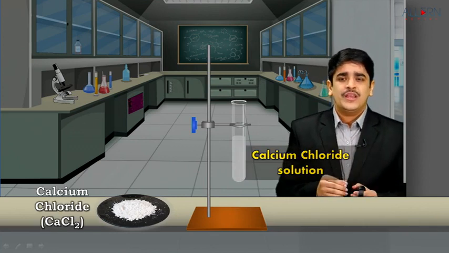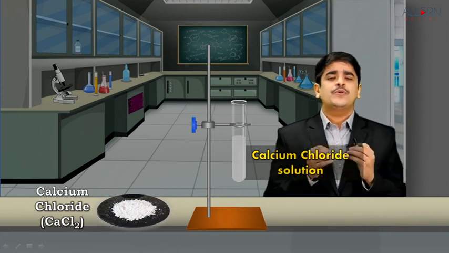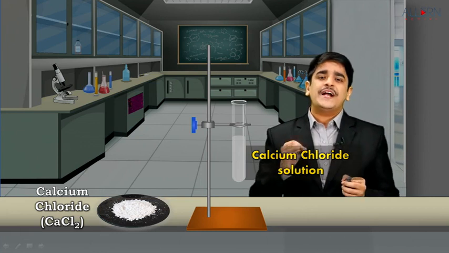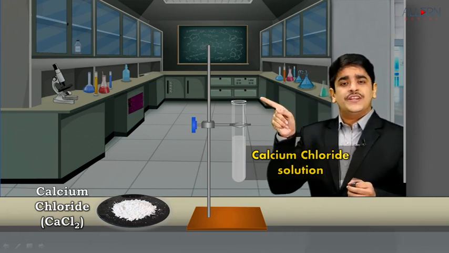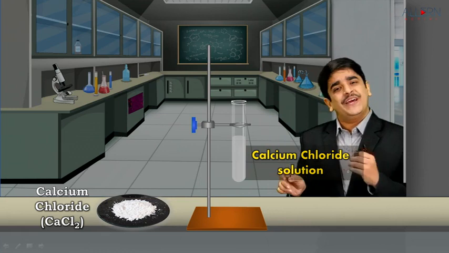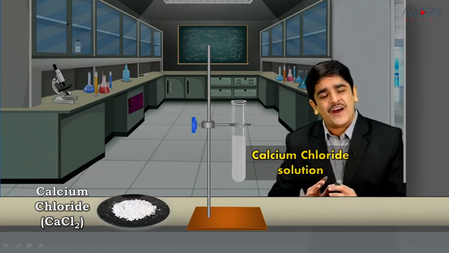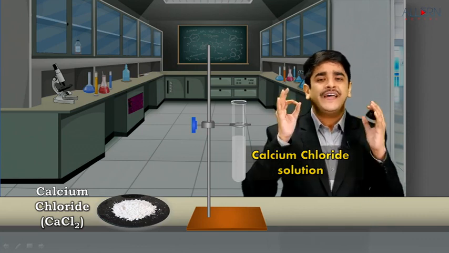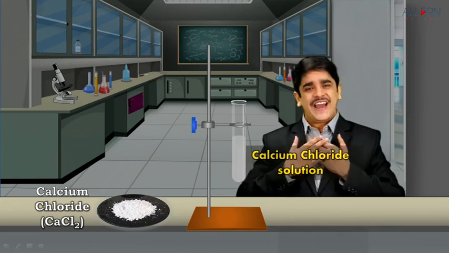Let's have a look. To the left over there, we have calcium chloride particles. It's a white colored solid. But for this experiment, I require a calcium chloride solution. So, I have taken a test tube which contains water, and within that I have dissolved calcium chloride to convert it to calcium chloride solution. That, my dear child, is my first reactant.